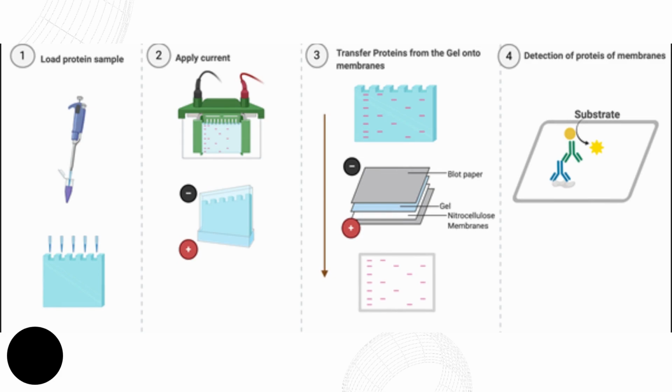This is the diagrammatic representation which helps us to see the entire procedure of Western blotting. As you can see in the first picture, we are loading the sample in the wells. In the second picture, SDS-PAGE electrophoresis is carried out. In the third picture, we use the nitrocellulose membrane to transfer the proteins from the gel to the paper. And in the fourth step, we use the primary and secondary antibodies for the detection of the proteins on the membrane.